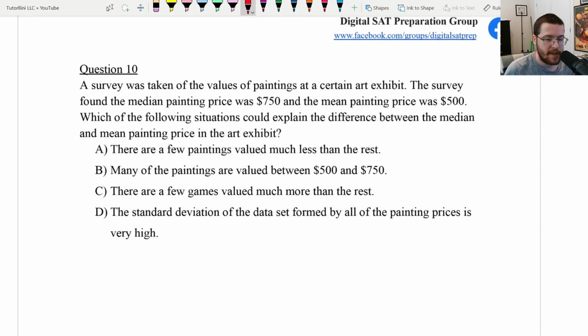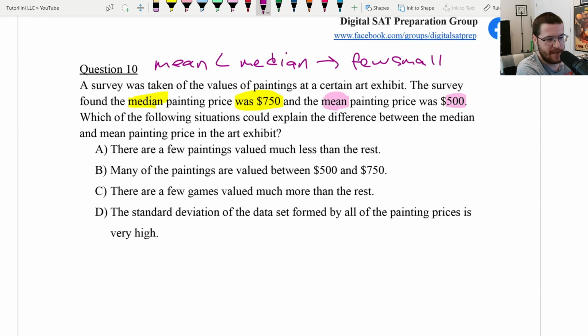Okay, last one here, question 10. This is another outlier conclusions question. I'm going to try to do it without looking at the answer choices. So the median is 750 and the mean is 500. So the mean is smaller than the median. That means there are a few small outliers pulling that mean down. So I'm going to look for an answer choice that sounds like there's a few small outliers in context.